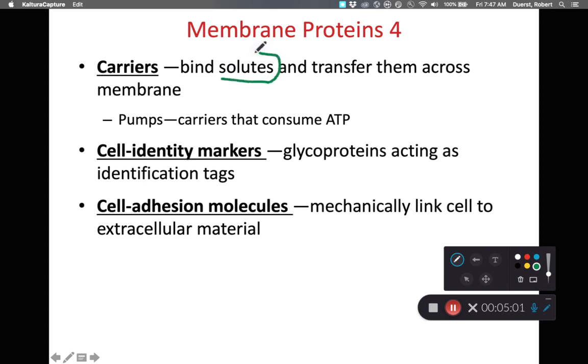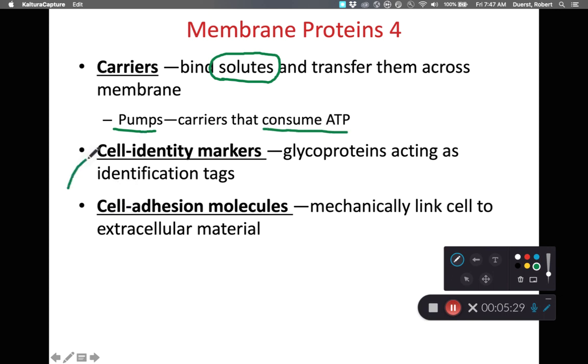As we're looking at the carrier proteins, those carrier proteins will bind a solute, and think back to our chapter 2 discussion. A solute is something that's been dissolved in the solvent. So it can bind a solute and move it across the membrane. Usually these are going to be hydrophilic solutes that need help getting across the membrane. Some of them are going to be pumps, and when we say pumps, they're going to move a chemical solute against its concentration gradient. Because they're working against the gradient, they are going to consume cellular energy, ATP.